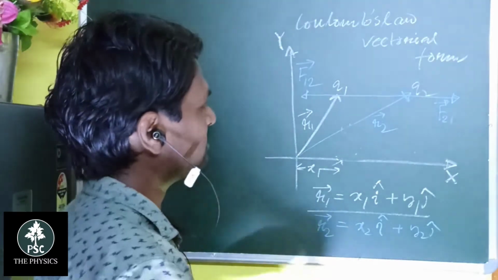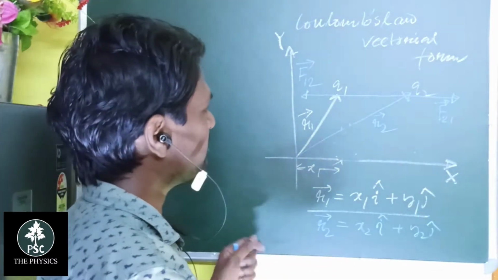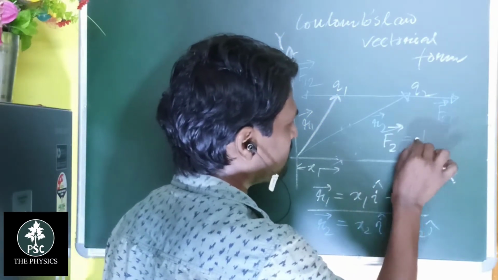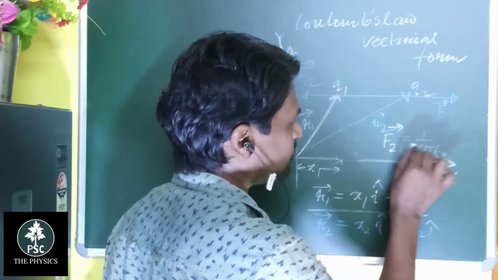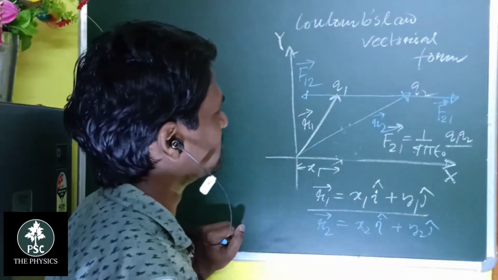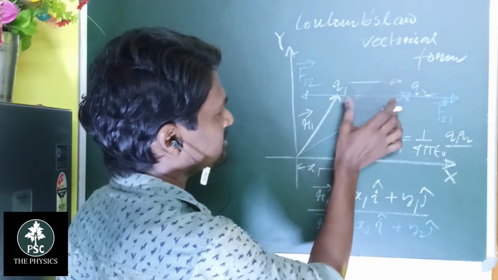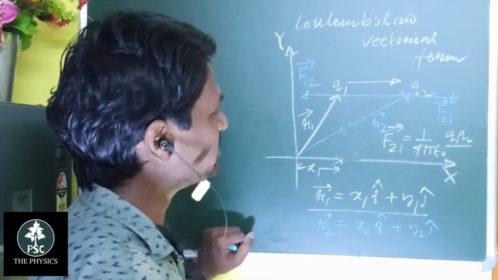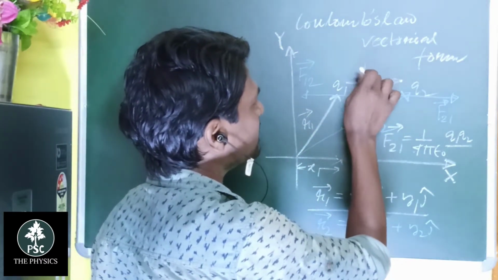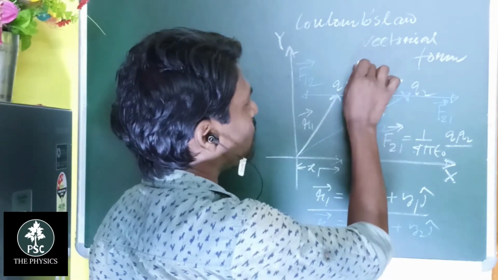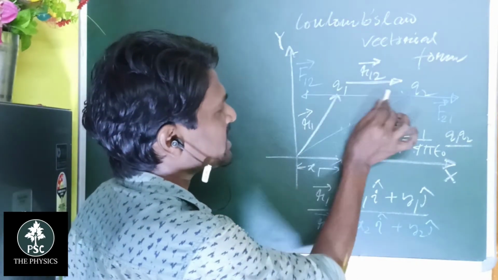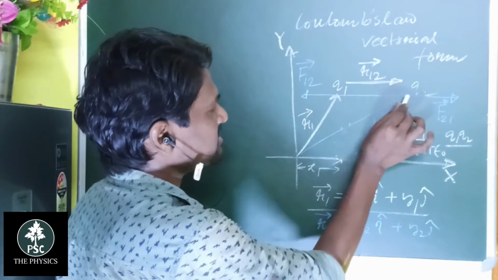So if you calculate this force, it is 1 by 4 pi epsilon naught, charge q1 times charge q2, divided by the distance. What is the distance? This is the separation between the two charges. If you say that this is the r12 vector, from 1 to 2, then you have to take a triangle, and this is the triangle.